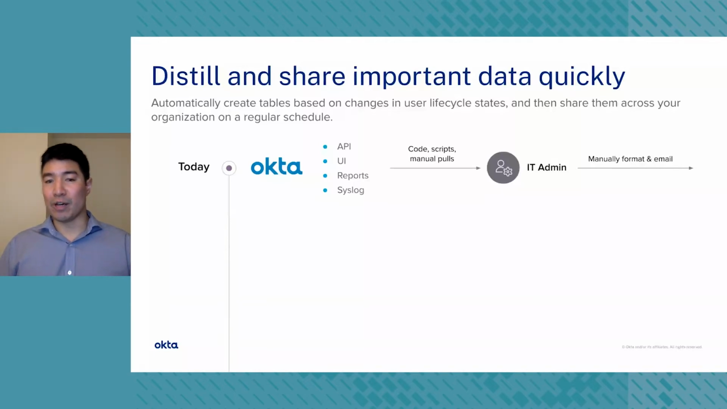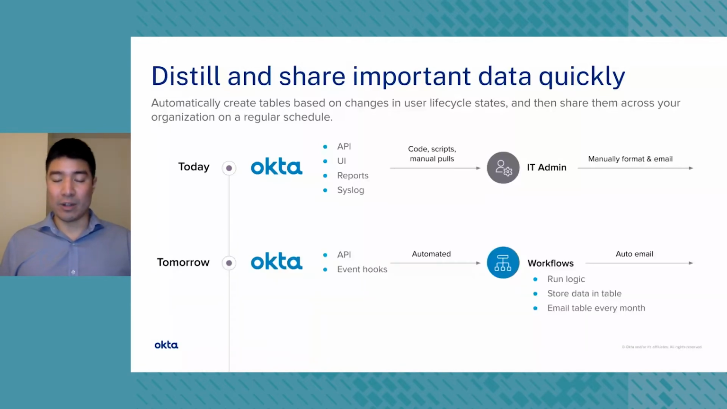But now with workflows, you can automate all of that. You can query this, or you can get information live from the syslog via event hooks. And you can, of course, query Okta's APIs to pull out information, combine it together in a spreadsheet, run logic that cleans it up, and then have a workflow that sends it out to maybe the security team.